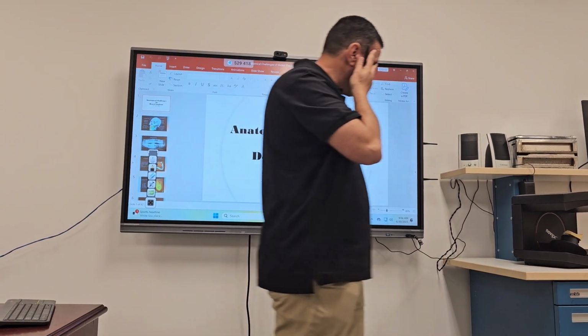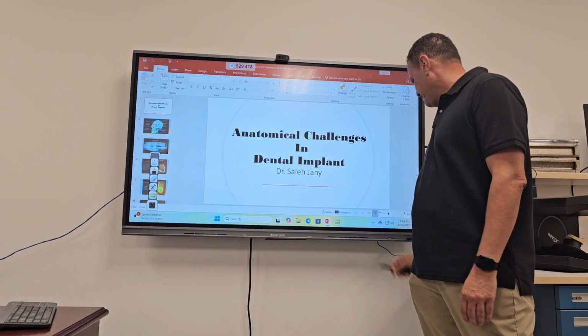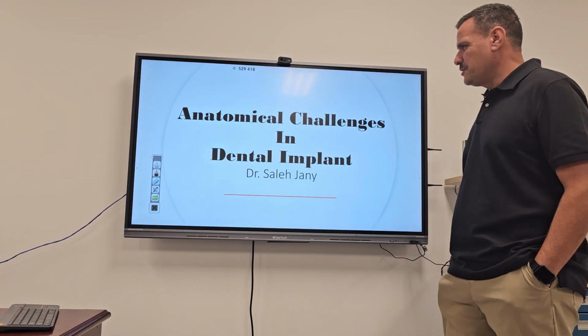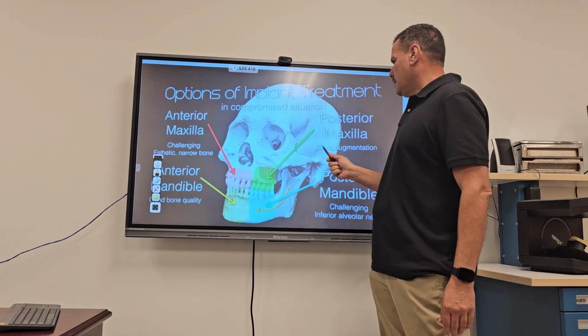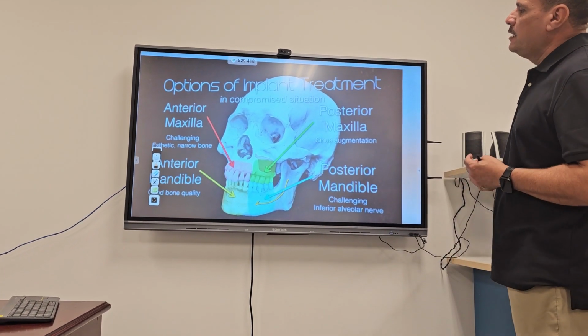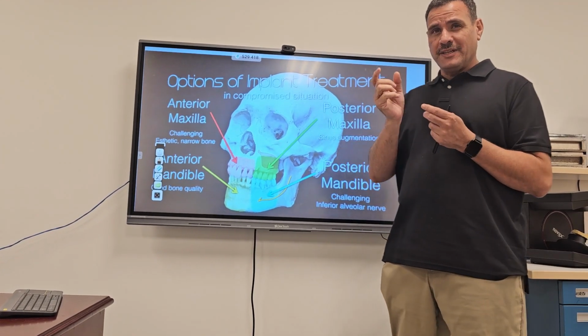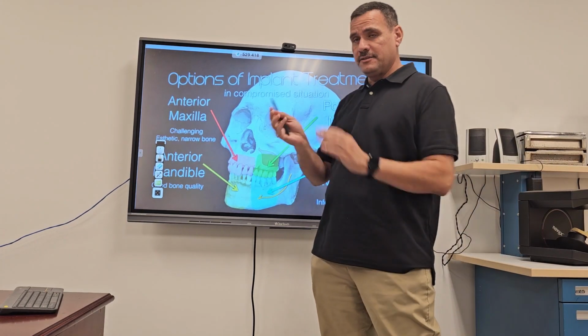Talk about anatomical challenges of dental implant. That's why we need a lot of surgical guide. So there are many anatomical challenges in dental implant. So in the anterior, we have the location, because it's very limited space, and angulation. So you need a surgical guide to do angulation.